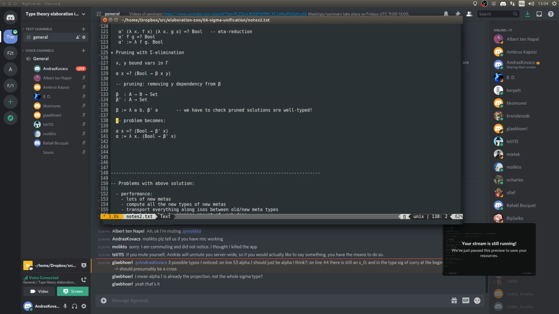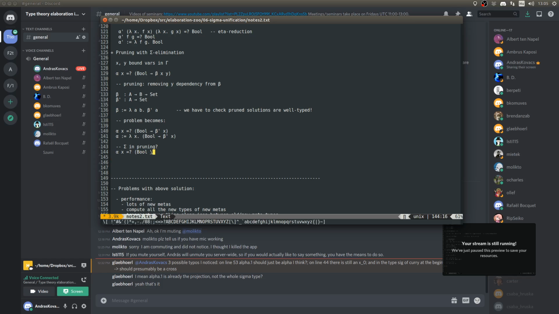And what happens if I have some projections or some pairings in something which I want to prune? So I can also have some sigma in pruning. I can have an alpha x, and I try to unify it with bool arrow beta.